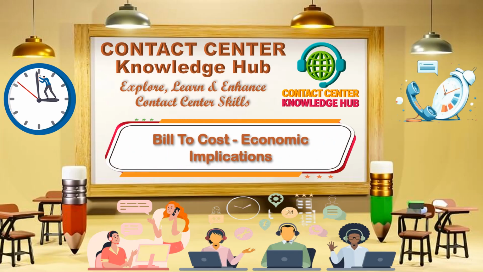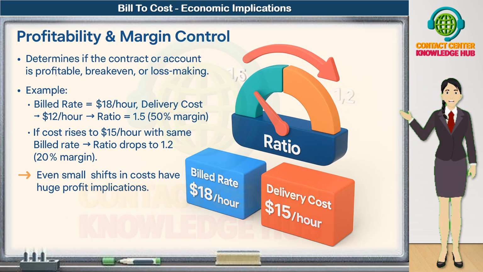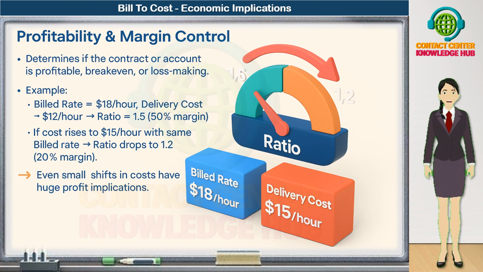Let's wrap up with the economic implications of build-to-cost in a contact center. Let's begin exploring the economic implications of the build-to-cost ratio, starting with profitability and margin control. This ratio directly determines whether a contract, client, or account is profitable, break-even, or loss-making.